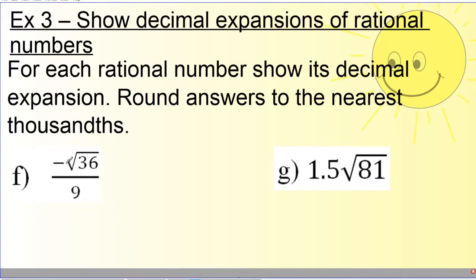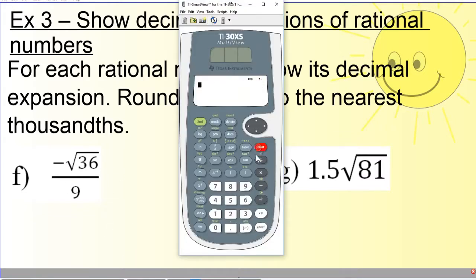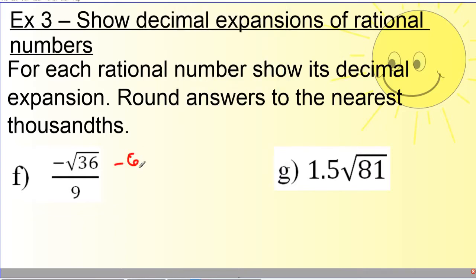Okay, cool. All right, so this number up top here, the negative square root of 36. I'm going to go ahead and do the square root of 36 equals negative 6. And the denominator stays the same. It's just 9. I didn't do anything with it. I just simplified the top. So I know my answer is going to be a negative something.